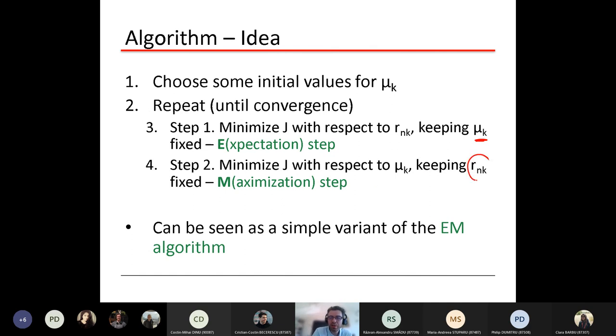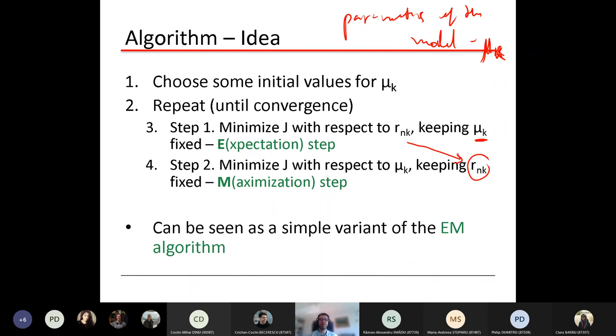And then, knowing the assignments that we computed in the previous step, we keep these assignments fixed and compute the new centroids of the clustering. This is called the maximization step. So you see what actually happens. The parameters of the model, in our case, are mu k, because we only have the centers of the clusters. So the mu k's are the parameters of the model.